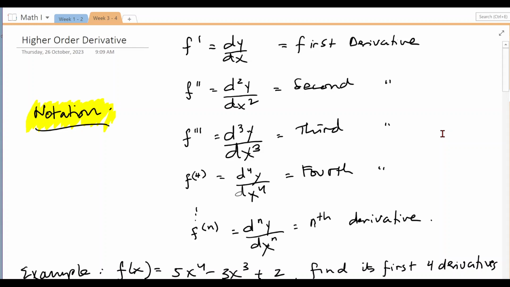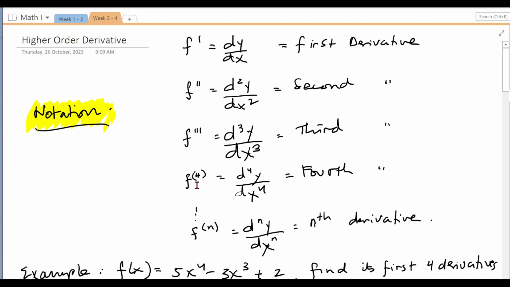Let's briefly discuss higher order derivatives. The notation for higher order derivatives, like first, second, third, and fourth order derivatives, is given here. f prime equals dy/dx, which is the first derivative. f double prime, or d squared y over dx squared, is the second derivative, and f triple prime, sometimes written as d cubed y over dx cubed, is the third derivative, and so on.